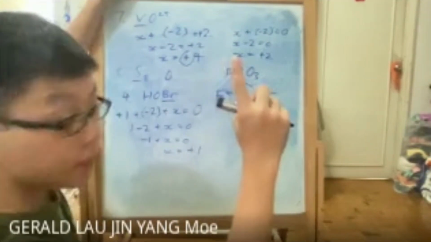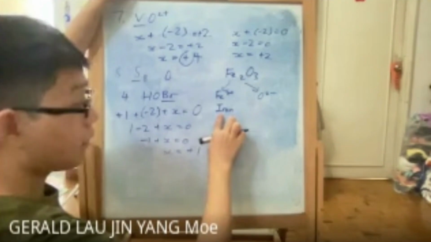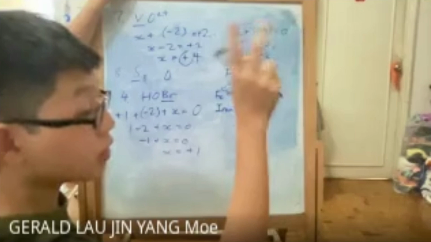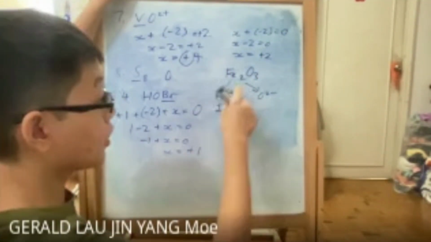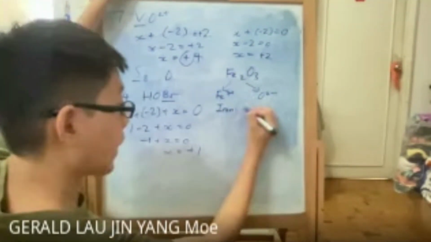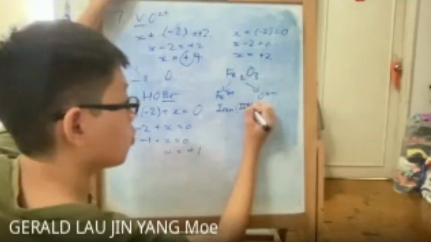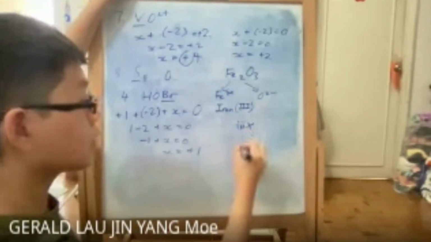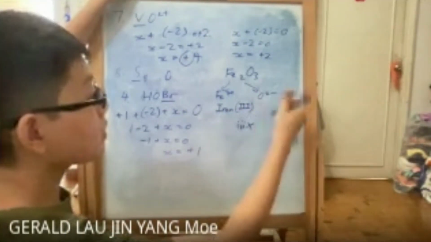How do you write the name? Iron. Always start with a capital letter. This is iron 3. Iron has more than one oxidation number. That's why you must write the number, iron 3. How? No space, bracket, capital letter for Roman numerals I, II, III. Never ever write it like this. Iron 3 space oxide.